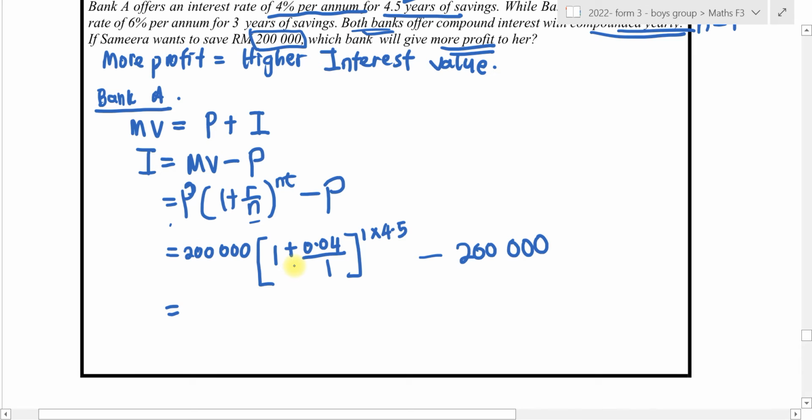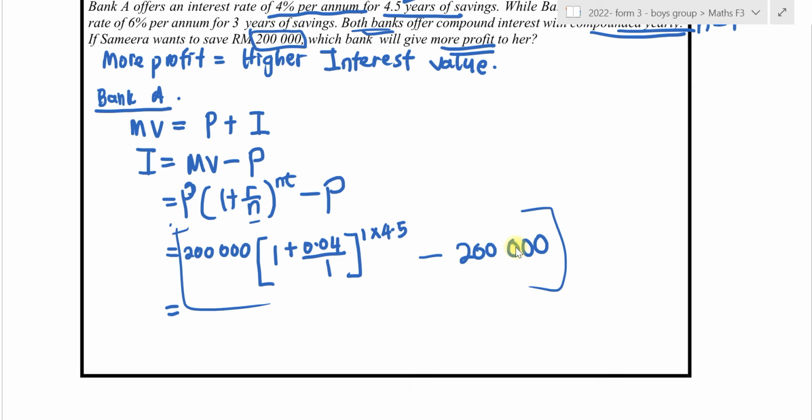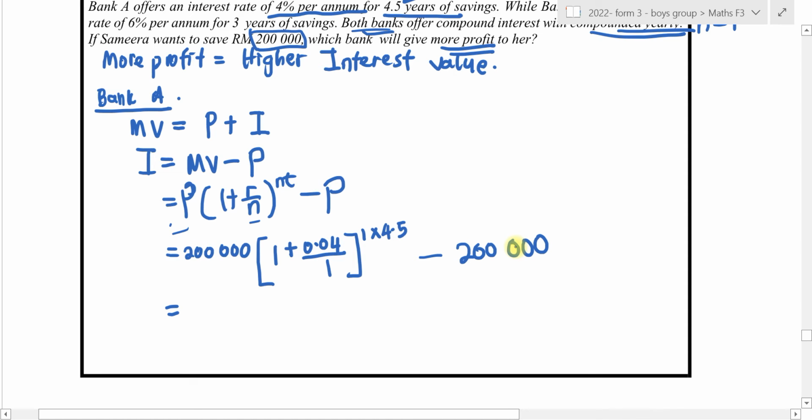How much? 38605. You calculate which part? The whole thing. You mean the whole thing, 200,000? Yeah, the whole thing. Okay, so one shot you calculated already. So what do you get? 38605. Yes, good. RM 38605.27.